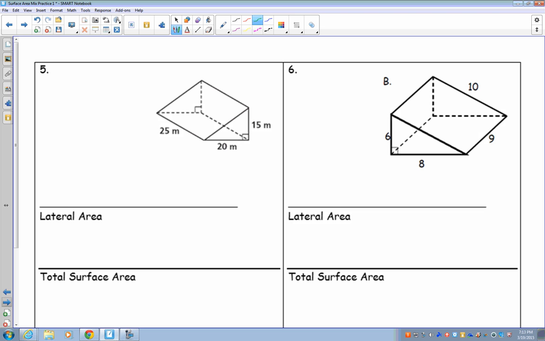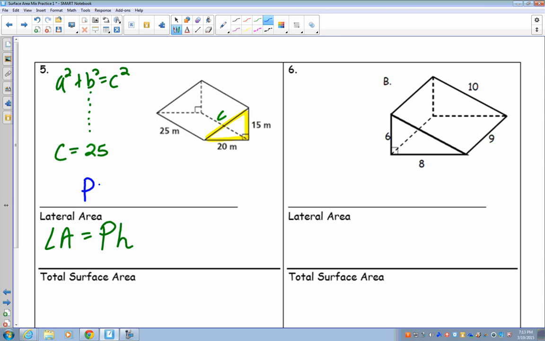The lateral area is the perimeter times the height. This is why I asked you to find the height in your triangle. I asked you to find the C using the Pythagorean Theorem. If you work it out, and I'll give you some time to pause the video and try that, you should get C equals 25. That now lets me find my perimeter by doing 20 plus 15 plus 25. If I add all 3 sides up, we get 60 meters.